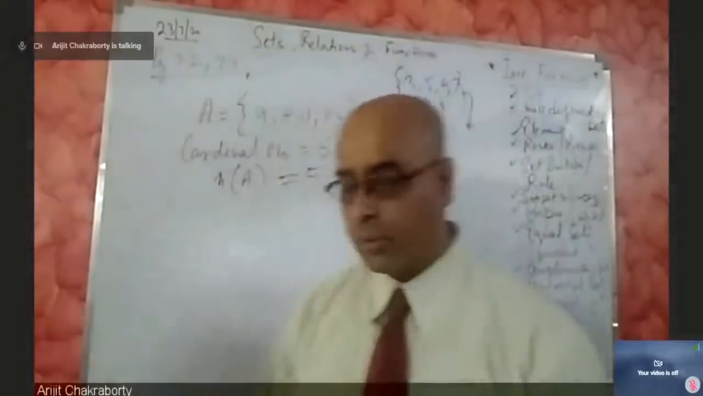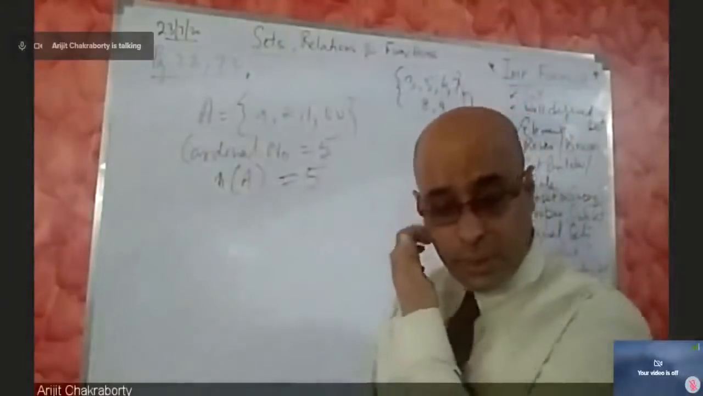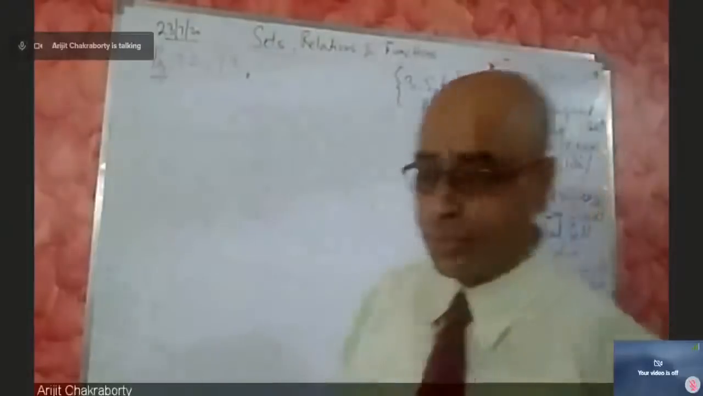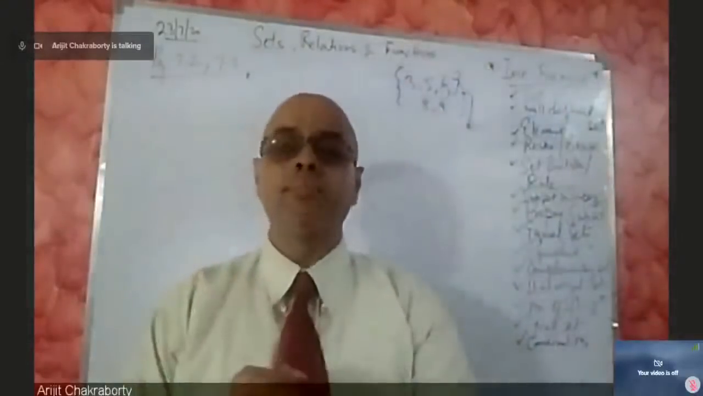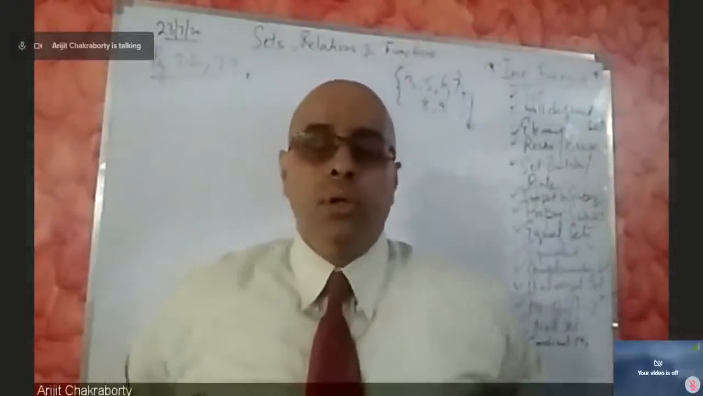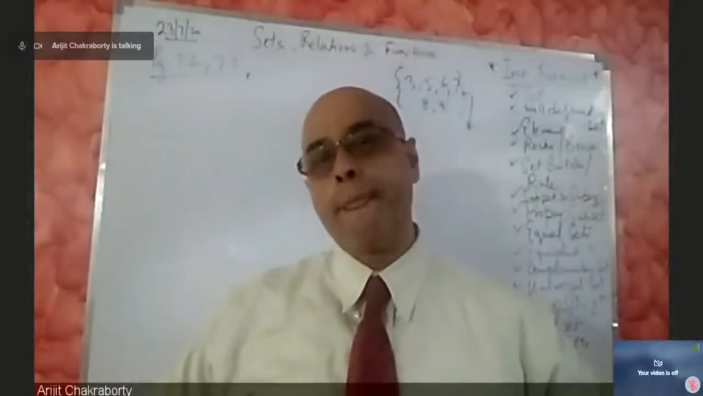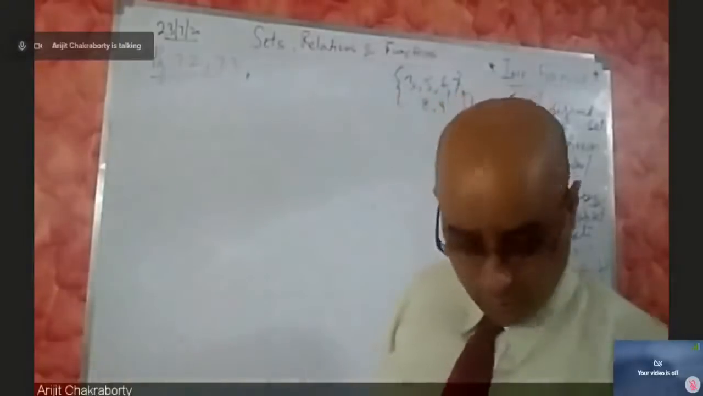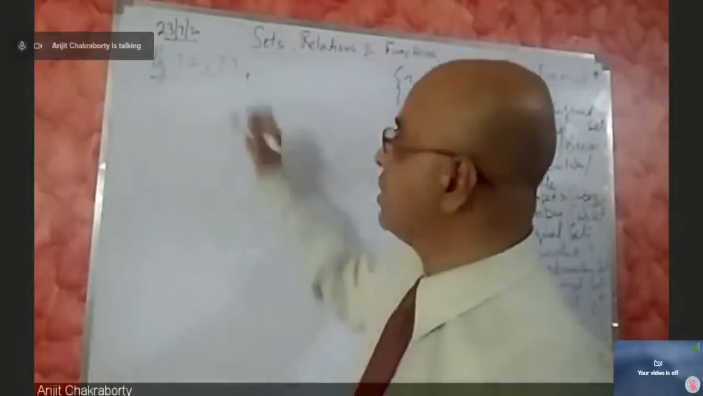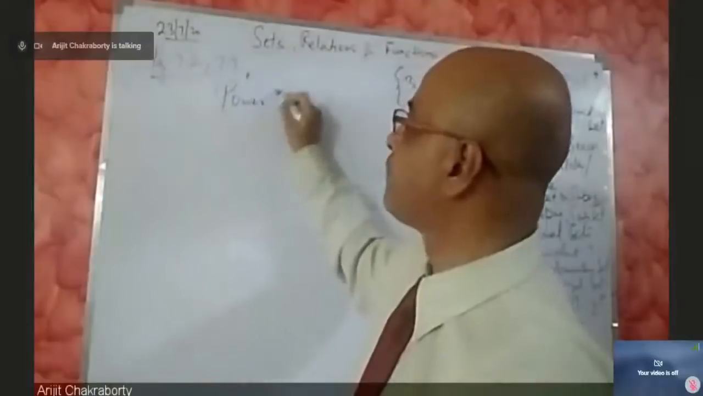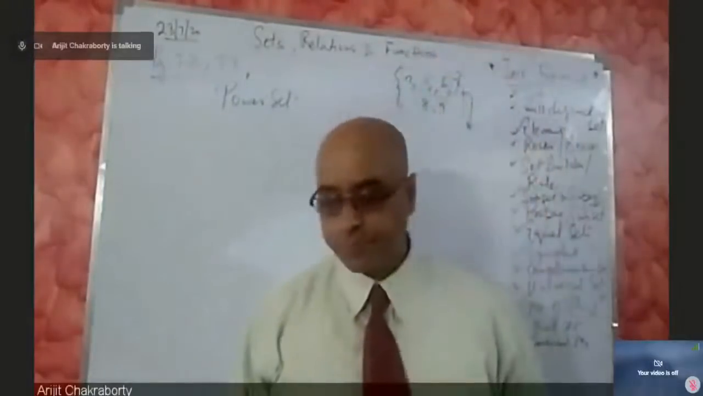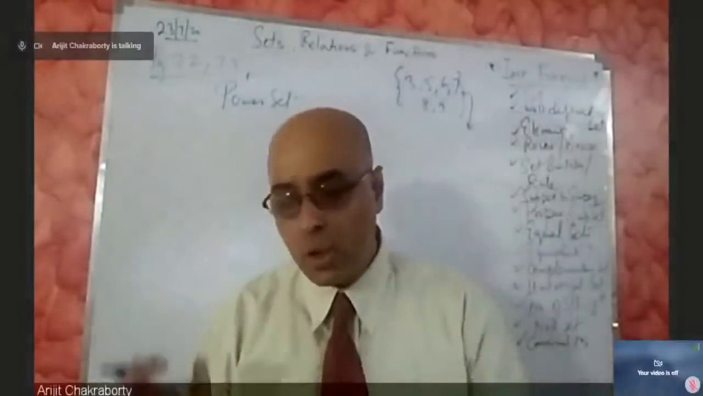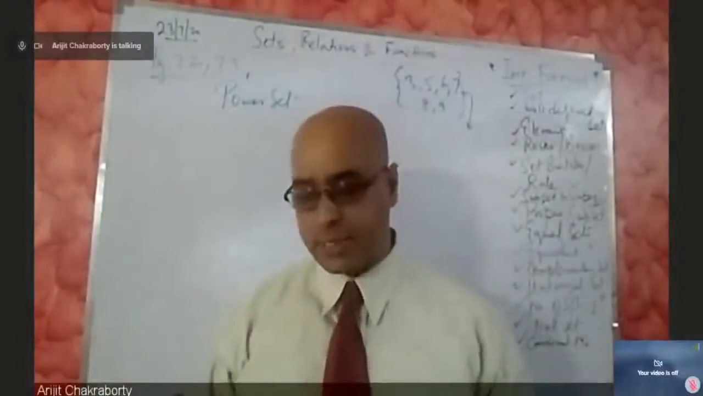Now we go on to power set. What is power set? This is the last definition we will learn for the time being, and then we will go into Venn diagrams and set algebra. So let us look at what is power set. Power set means the collection of all possible subsets.